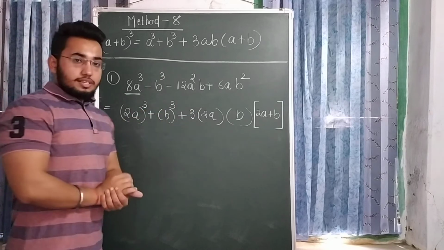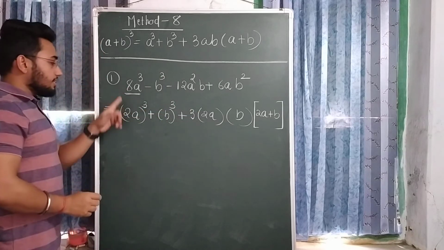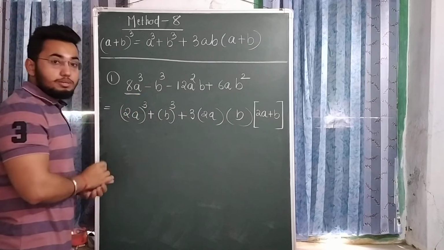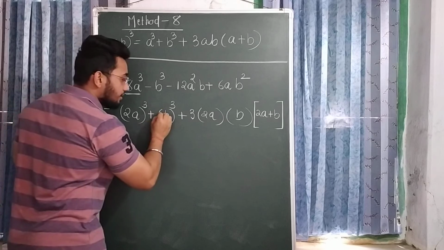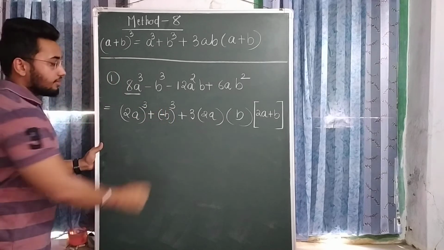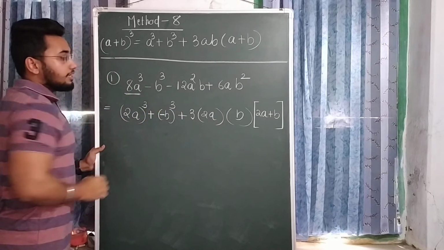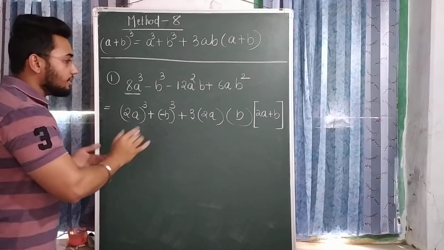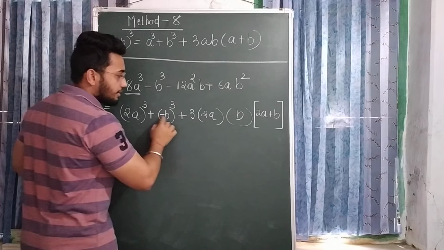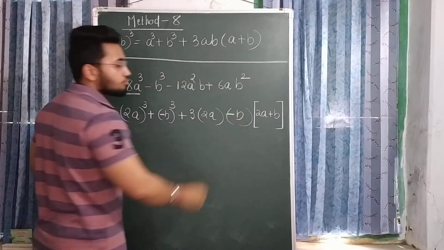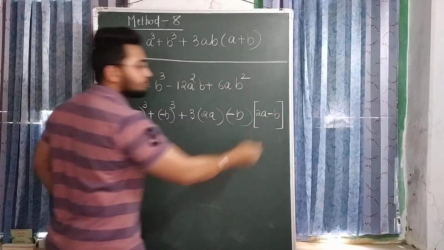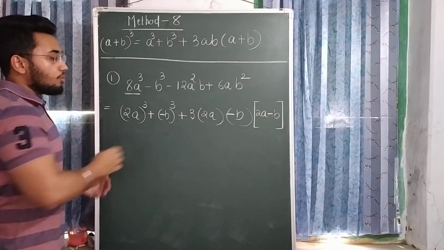Now again check the sign. This is 8a, this is plus, this is plus, this is minus, so b has to be minus. There should be minus here. So minus b cube, then it will be minus. Okay, so whenever you see any b, you have to put minus there. Here is a minus, and you have to put minus here also. Simple. Your equation is formed.